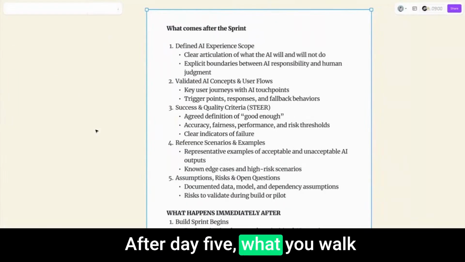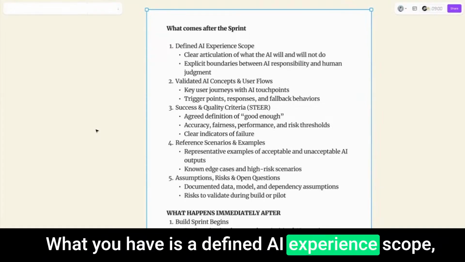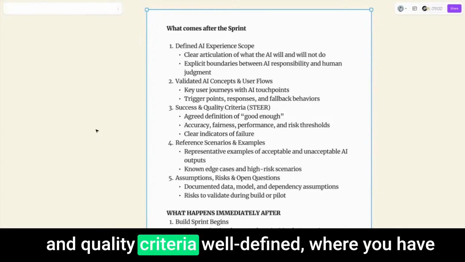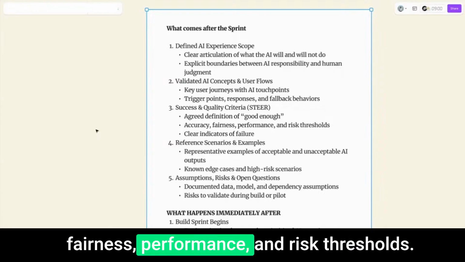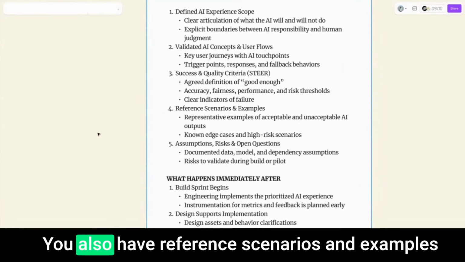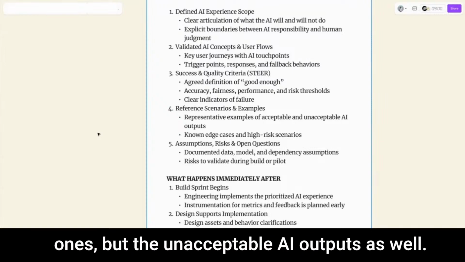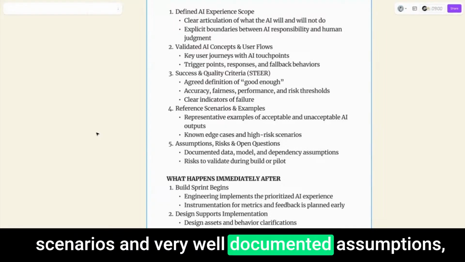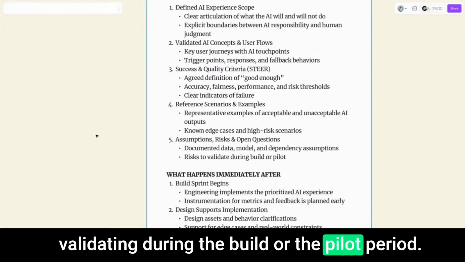After day 5, what you walk away with is not just ideas. What you have is a defined AI experience scope, validated AI concepts and user flows, success and quality criteria that are well defined, where you have an agreed definition of good enough, accuracy, fairness, performance, and risk thresholds. You also have reference scenarios and examples, which are examples of not only the acceptable ones, but the unacceptable AI outputs as well. You also have known edge cases and high risk scenarios, and very well documented assumptions, risks, and any open questions that we will be validating during the build or the pilot period.